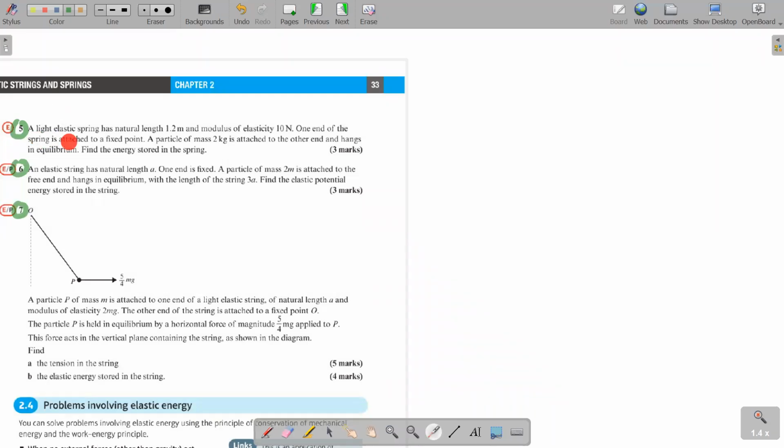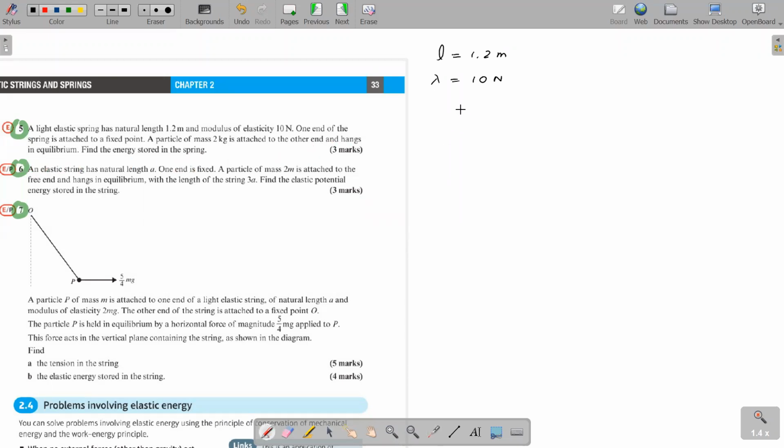Question number 5. A light elastic spring has natural length 1.2 meter and modulus of elasticity 10 Newton. Let's write it down. Natural length is 1.2 meters. Lambda 10 Newton. One end of the spring is attached to a fixed point A. A particle of mass 2 kg is attached to the other end and hangs in equilibrium. Find the energy stored in the spring.